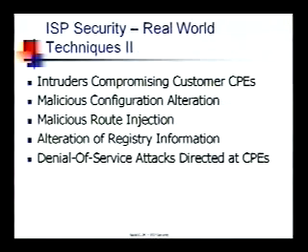And here's what we're going through. We're going to talk about compromising, okay? We're going to talk about once you compromise, the malicious things that can happen there, what can happen with route injections, because we've got lots of BGP speakers out there. What happens if you play around with registry information, and then we'll talk about denial of service attacks directly on your customer equipment on those links.